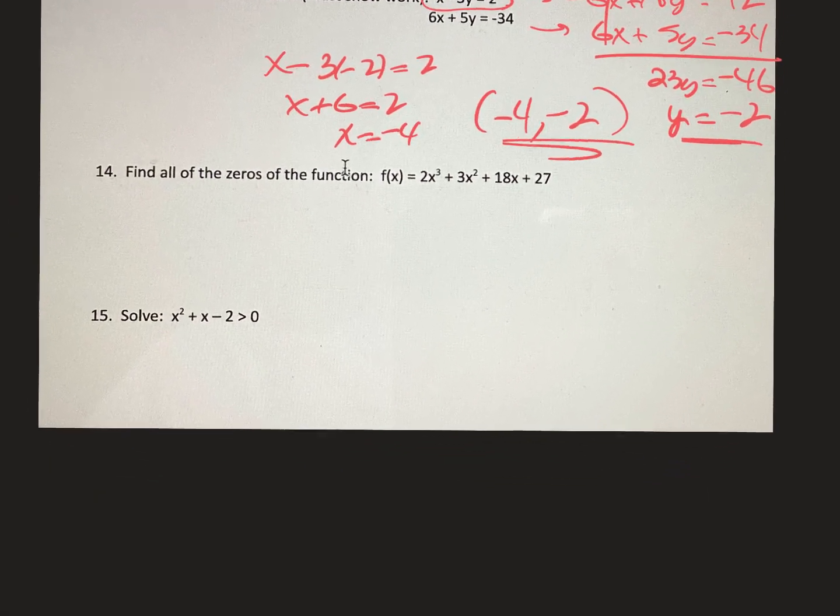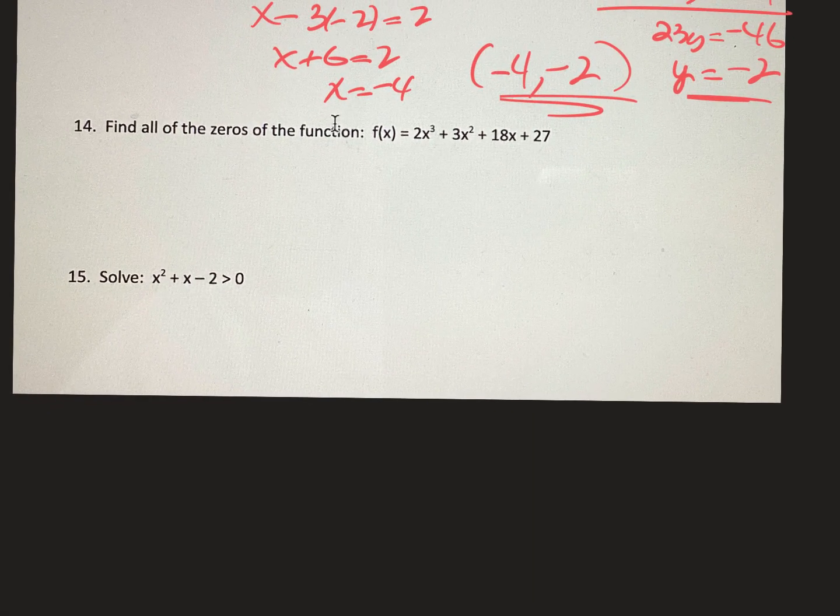All right, 14, let's find some zeros. When I'm finding zeros here, I'm going to start by making a list, the factors of 27 over the factors of 2. The factors of 27 are 1, 3, 9, and 27. So that's putting them over 1. 1 over 1, 3 over 1, 9 over 1, 27 over 1. Now I'm going to put them over 2. 1 over 2, 3 over 2, 9 over 2, and 27 over 2.